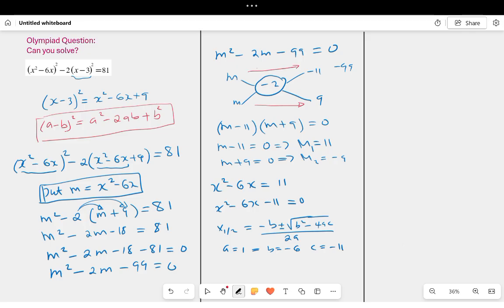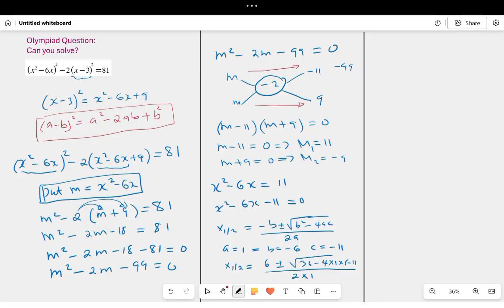Now, replacing this back into the formula, we are going to have the first and the second solution of x equal to minus b, which is 6, because negative of negative 6 is going to be 6, plus or minus the square root of b squared, which is 36, minus 4 times a, which is 1, times c, which is negative 11, and all this we are going to divide by 2a, 2 times 1.